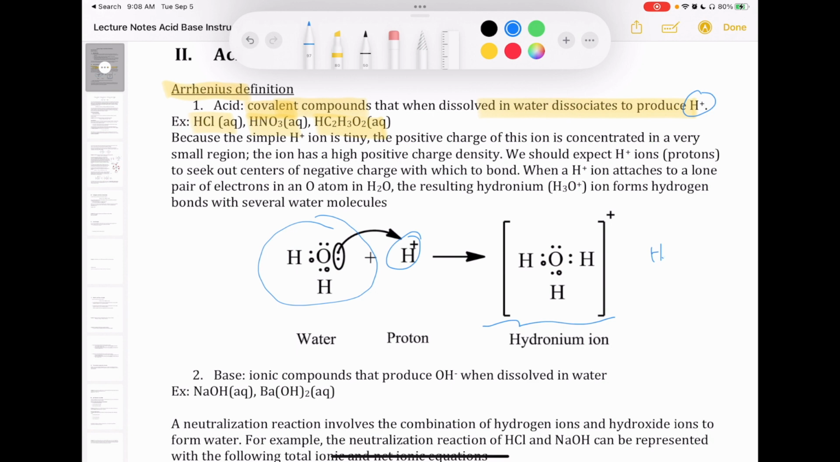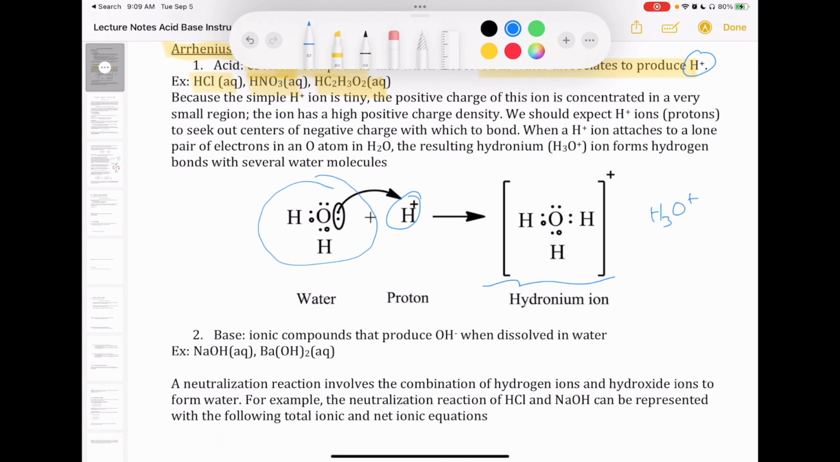And that's the species that we actually see. We usually just write it as H3O+. However, you will see in a lot of reactions that I'll be writing later on, as well as in many textbooks, that the H+ symbol is still used to represent H3O+. Another way to say this is that H+ and H3O+ represent the same species, which in this case is the hydronium ion.